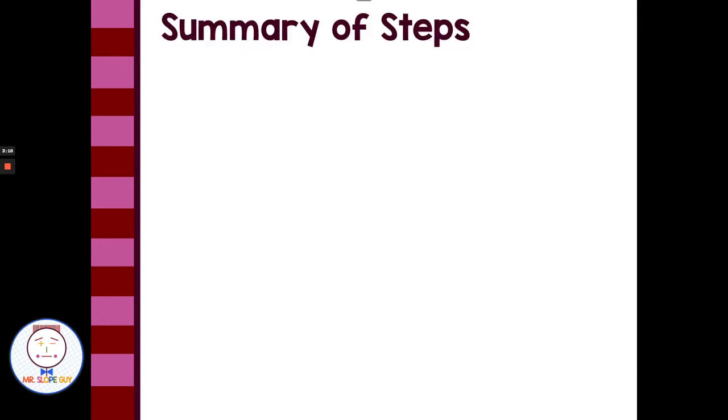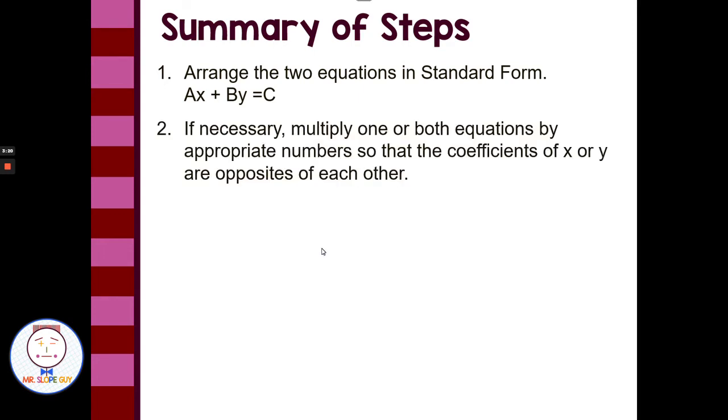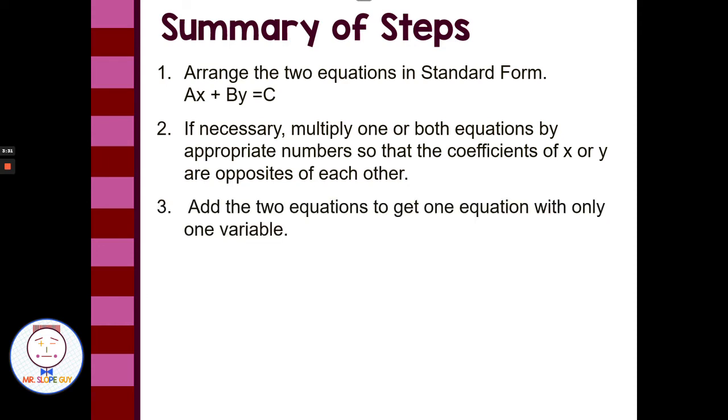So here are our steps. Step 1, we want to arrange the 2 equations in standard form. You want ax plus by equals c, so that all your x values line up, your y values line up, your constants line up. Step 2, if necessary, multiply one or both equations by appropriate numbers so that the coefficients of x or y are opposites of each other. Step 3 is to add the 2 equations to get one equation with only one variable. Step 4 would be to solve for the remaining variable.